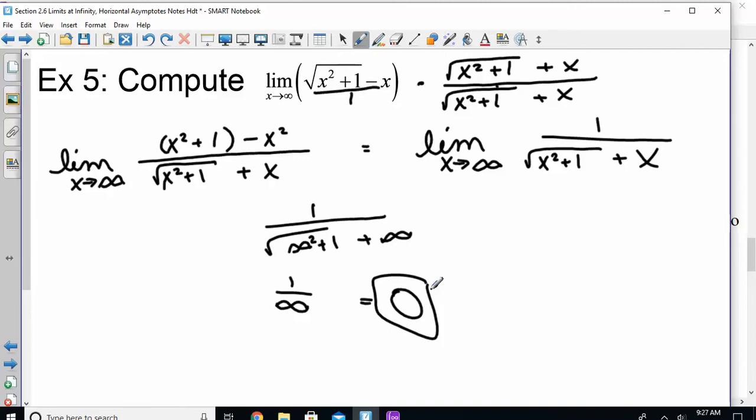I am not going to do example 6. I think I'm going to skip that one. We're probably not going to get too much into the trig functions. Let's maybe do just a couple more and then we're going to stop for today.